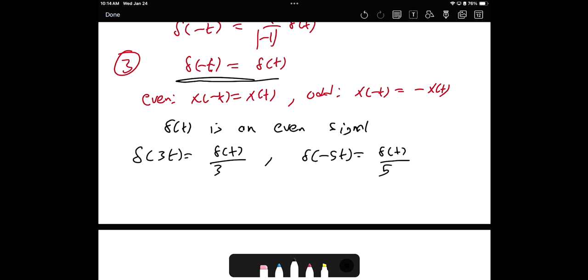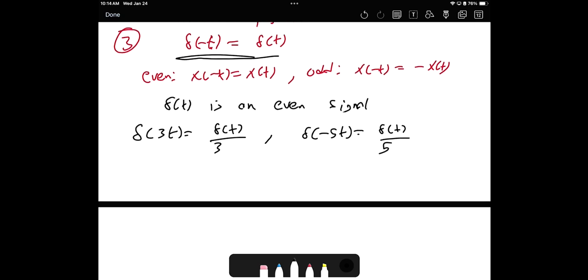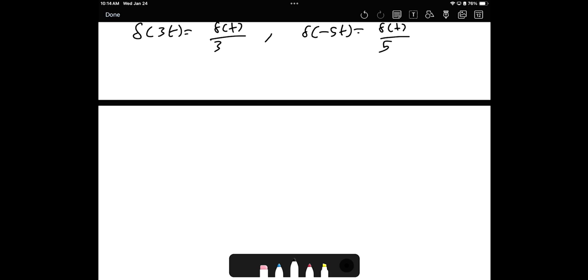Now let's go to an example. Important example. Focus on this. Given f of t as shown.